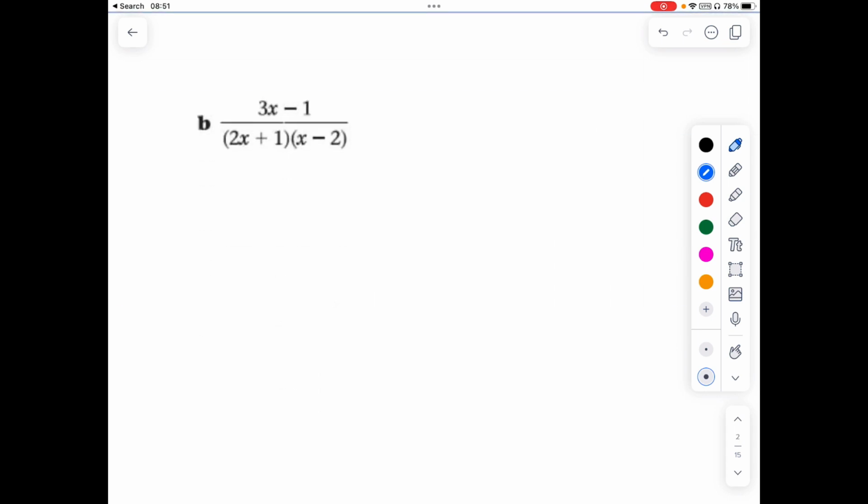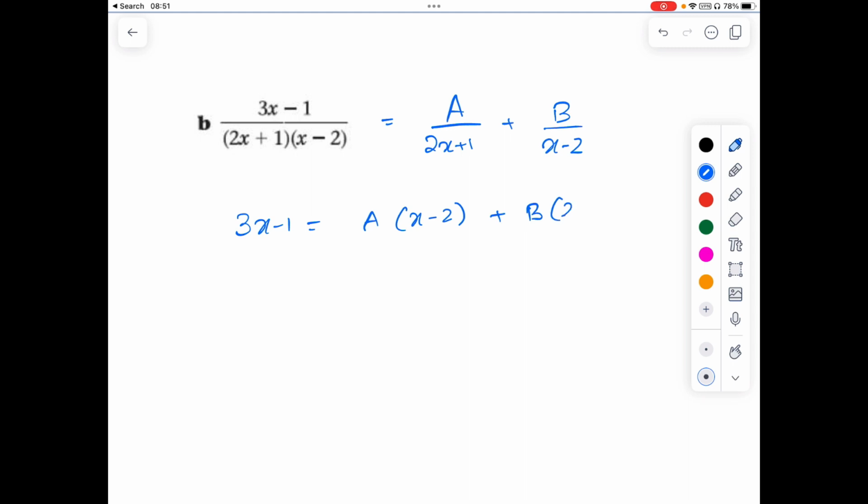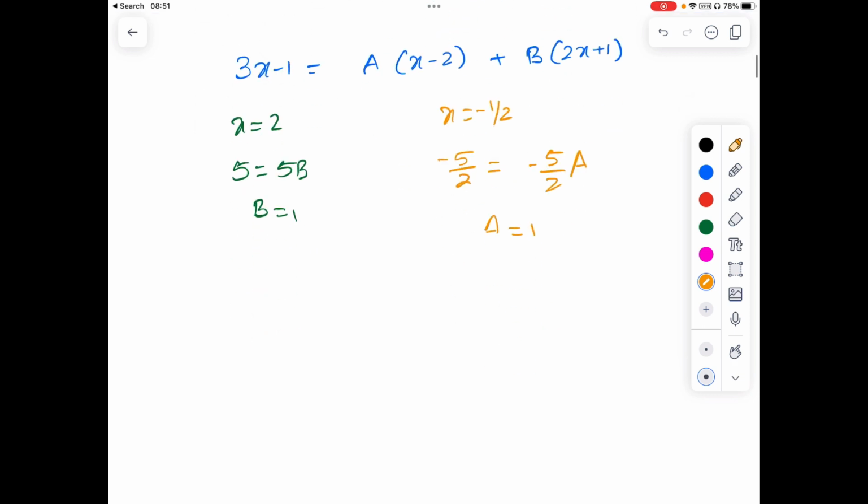Part B, again partial fractions. A upon (2x + 1) plus B upon (x - 2). So what does that become? 3x - 1 equals A times (x - 2) plus B times (2x + 1). Now I'm going to plug in x equals 2, which gives me 5 equals 5B, and B equals 1. Next I'm plugging in x equals -1 upon 2. So -5 upon 2 equals -5 upon 2 times A, which gives me A as 1.